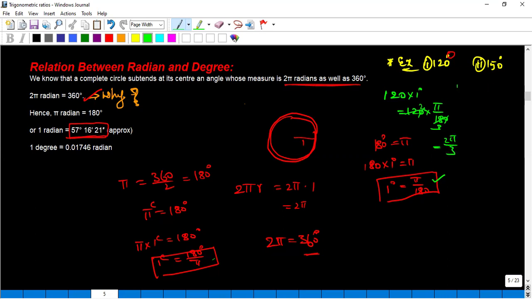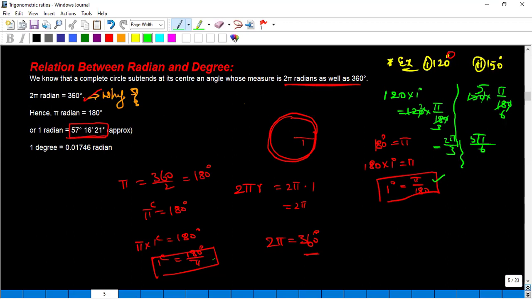Okay. 150, how will you convert? Multiply the given angle with pi by 180. 0, 0 cancel. 3 6s are 18, 3 5s are 15. So you will get here 5 pi by 6. This is how we will convert.